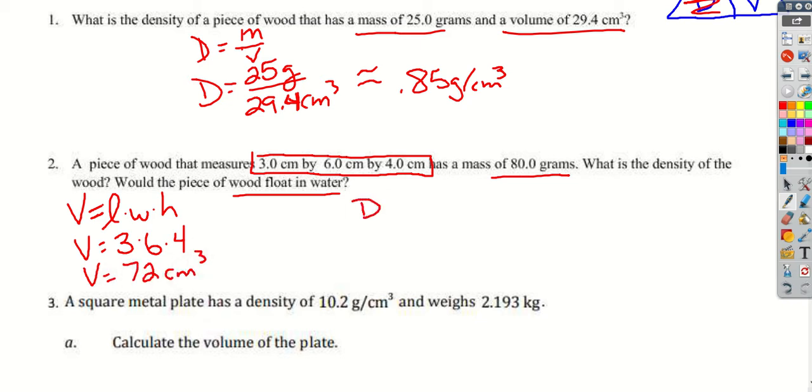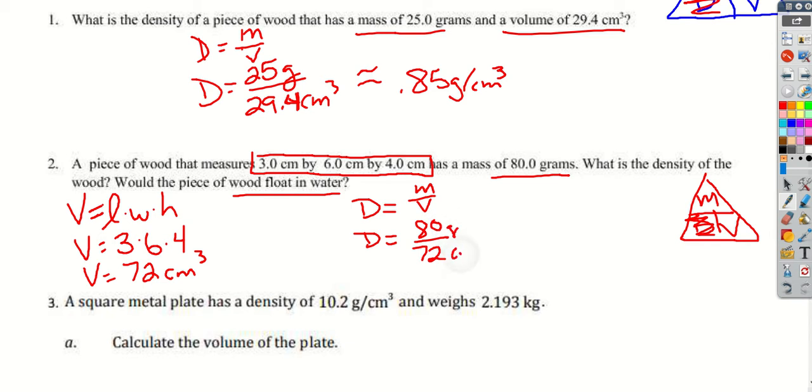And then we want to know the density. So remember our triangle, mass, density, volume. So we're doing the mass over the volume. So the density is equal to 80 divided by 72, and this is grams per centimeter cubed. And so this comes out to be 1.1 repeating, so it will not float. Density is greater than 1.